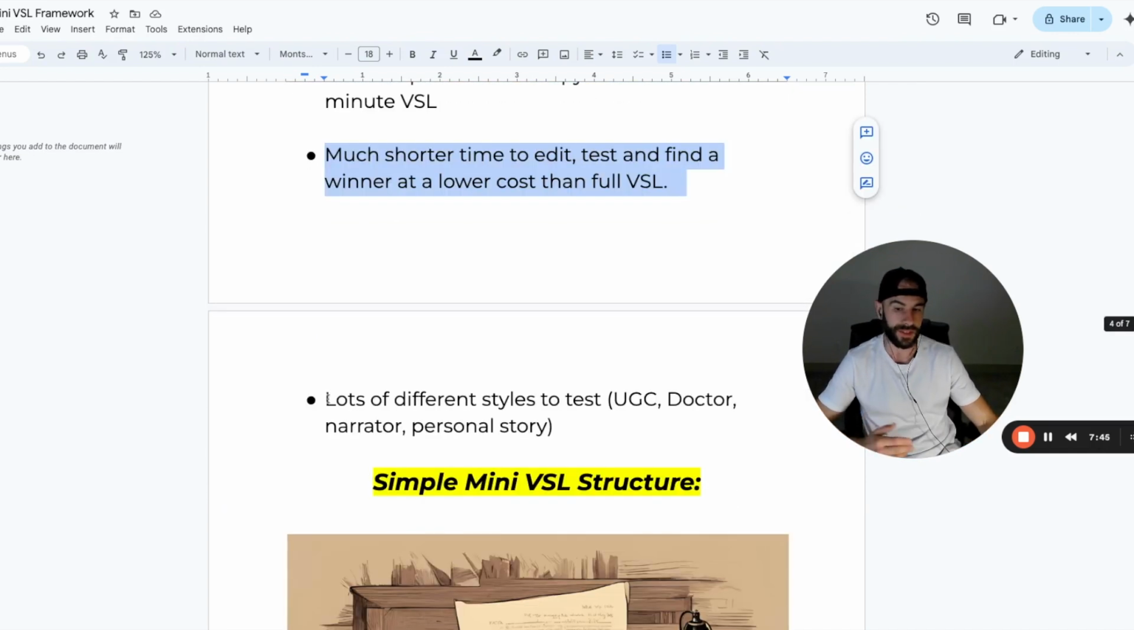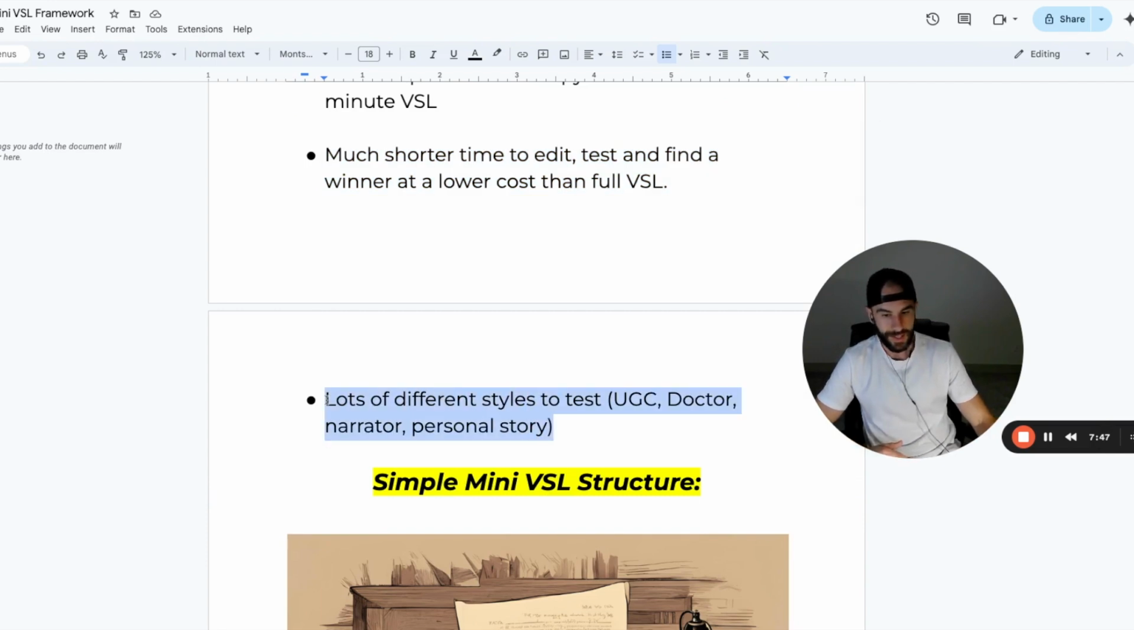And then one of the other things is that there are lots of different styles of these mini VSLs to test. You have user-generated content ones that are clipped. You have ones with doctors. You have somebody who's narrating it. You have a first-person personal story.